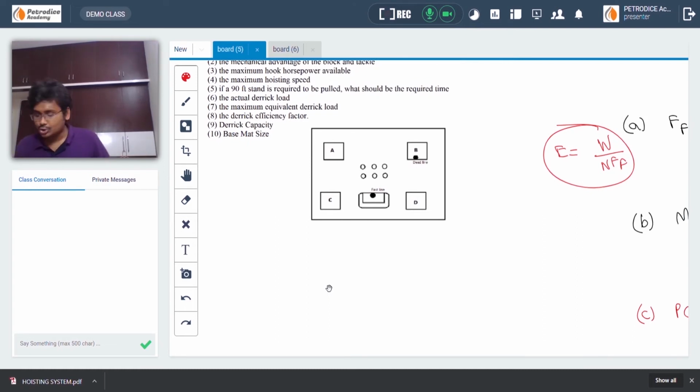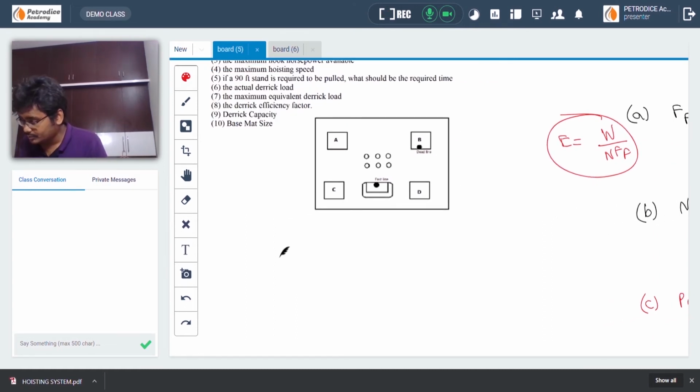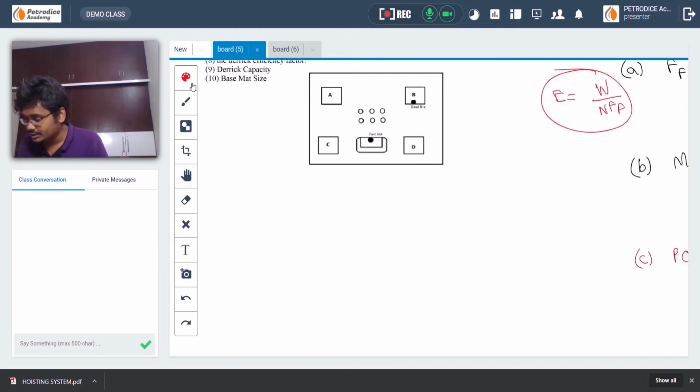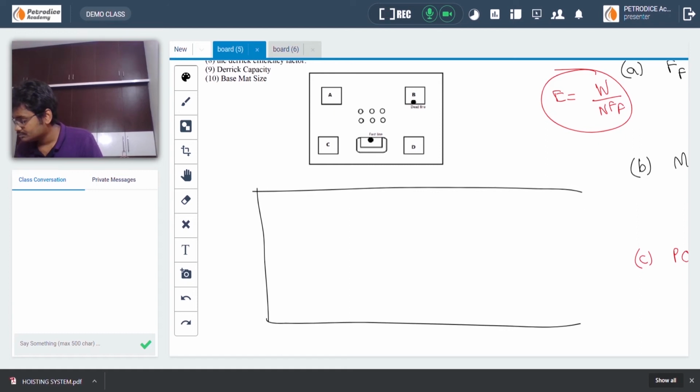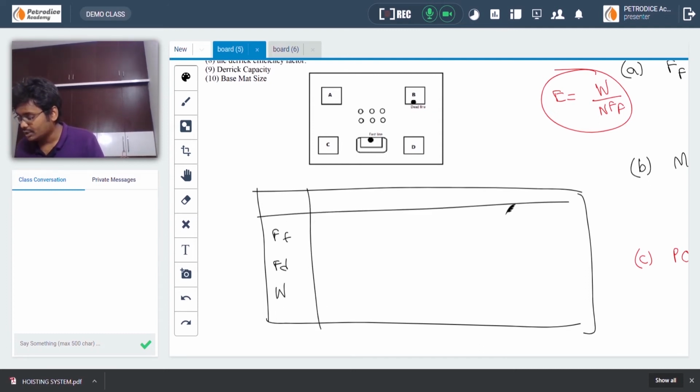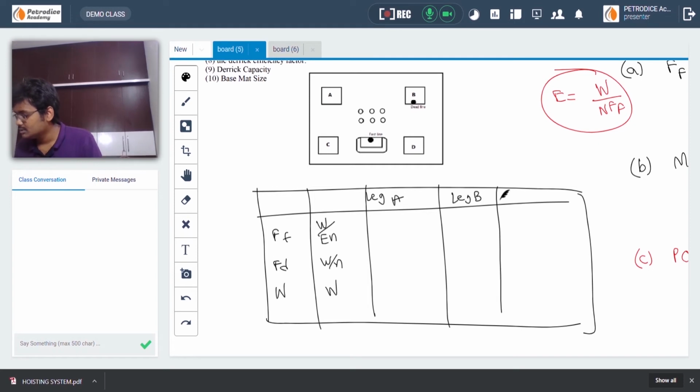Okay, from now let us draw this one box. It's very important. Fast line load, deadline load and central load. Okay, that is hook load W. So its values are given by W by En. W by N, this is W. Okay, this is leg A, this is leg B, this is leg C, and this is leg D.